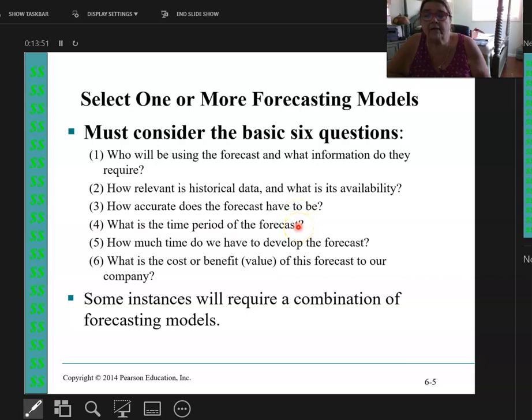What's my timeline? How much time do I have? And what's the benefit of this forecast to the company? If the benefit is 100% or more, you want it to be as accurate as possible. We talked about that. Okay, so I'm going to stop here for this video.